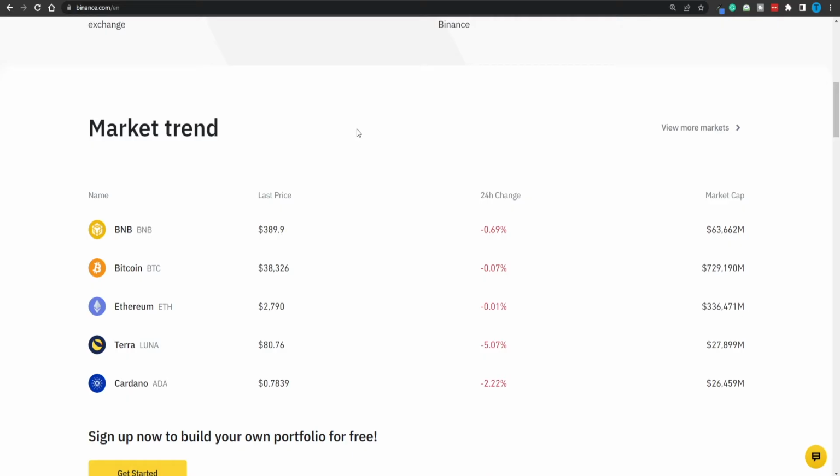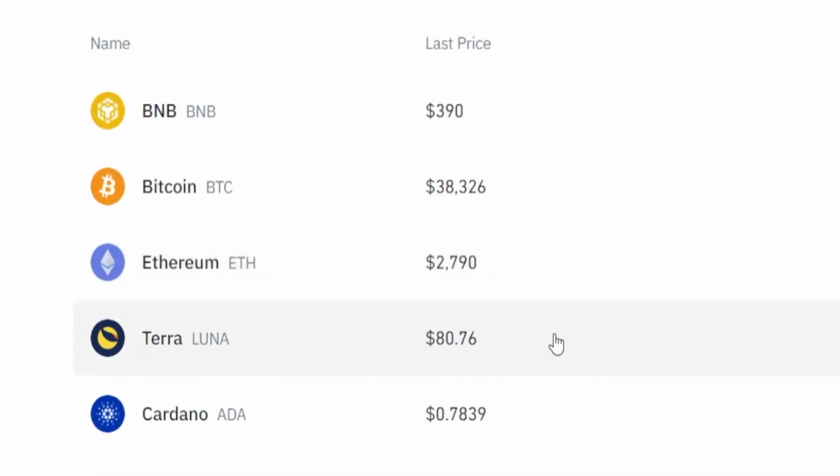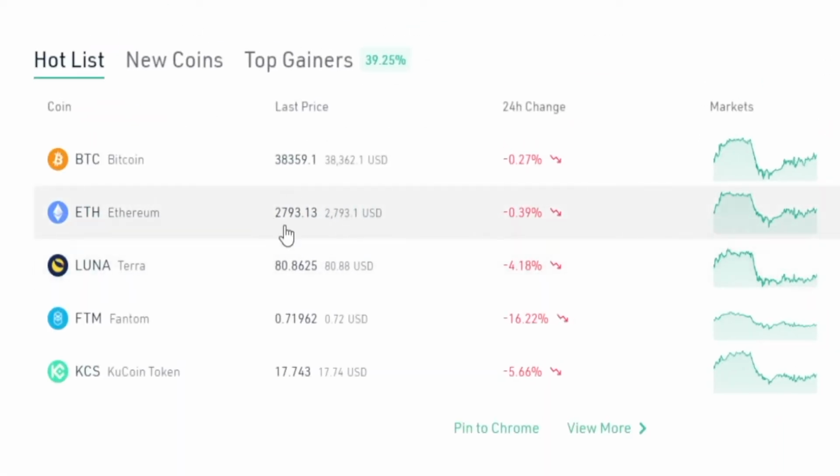Actually, test it right now. According to Binance.com, the last price of Ethereum is about $2,790. And when it comes to KuCoin, the price is $2,793. So that is a $3 difference. Is that going to allow us to make a profit? Probably not, because we also have to take into account the gas fees in this case if we are operating on the ERC20 network. So you may want to stay away from that.